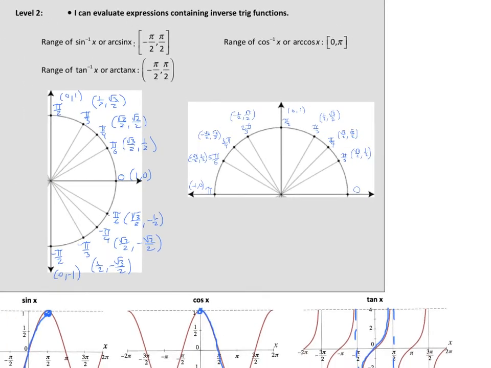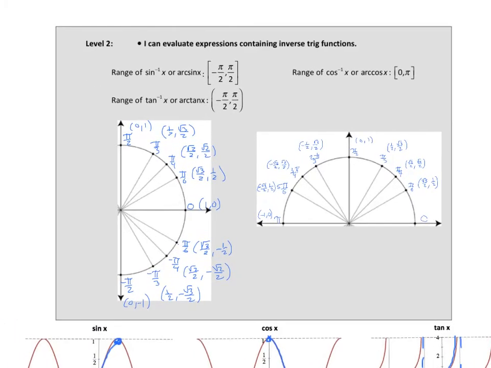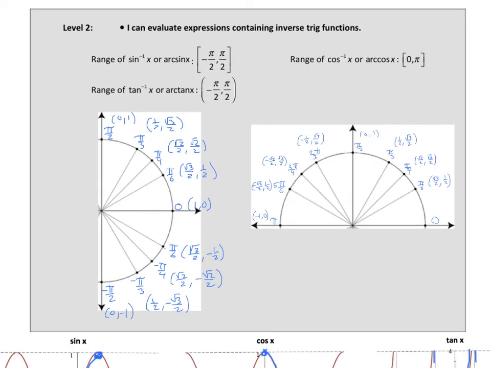So just to recap, whenever you are evaluating inverse trig functions for sine or tangent, we're looking at half of the unit circle, but from negative pi over 2 to pi over 2. So half our angles are negative, the other half positive. And it kind of makes a D shape, like this. And with a cosine, it's the top half of the unit circle that we'll be looking at.